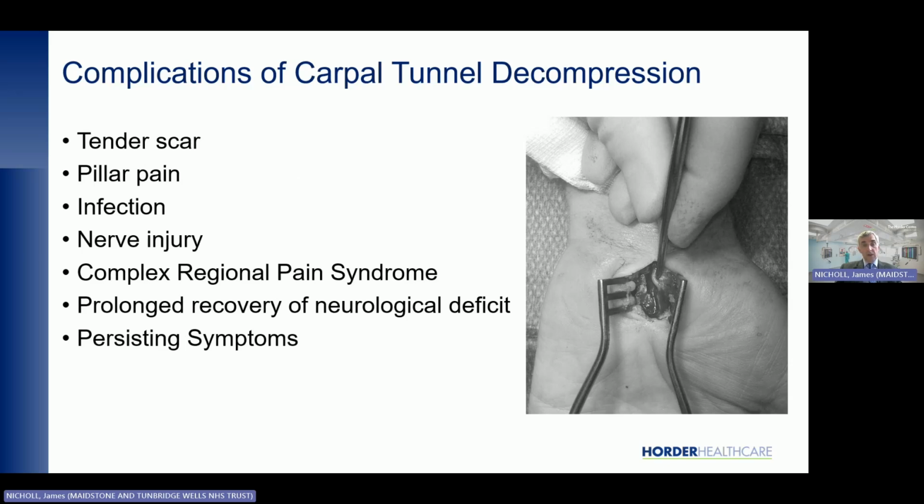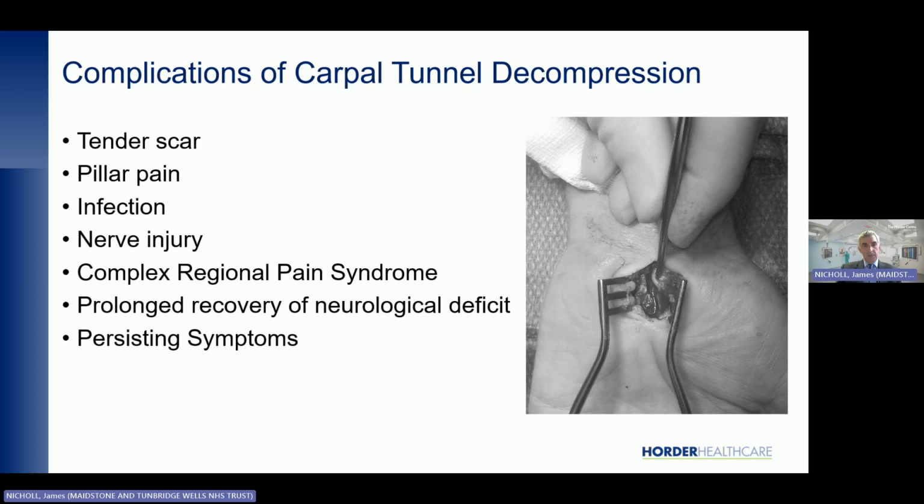All operations carry some risks. So they're listed there. The picture on the right is just another intraoperative picture. So it shows you where the incision is and roughly how big it is to do a carpal tunnel release. The risks, you can read them, but the scar can be tender. Pillar pain, some people get a bit of aching in these muscles either side of the scar, which normally will settle fairly quickly if it does occur. Any surgery, risk of infection, which is why I like it kept clean and dry.